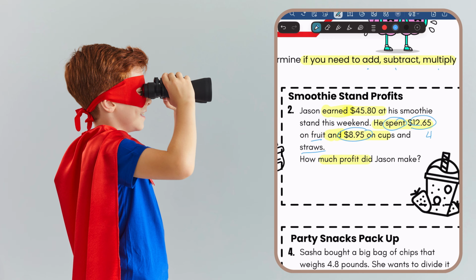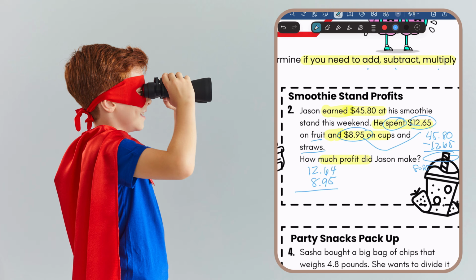You could take the $45.80 and subtract the $12.65 first, get that total and then subtract the 8.95. Or you could add these two up and then subtract it from the total amount. So let's do that, because I'm thinking if I went to the store and I bought those two things, both of those prices would be added up on my receipt.